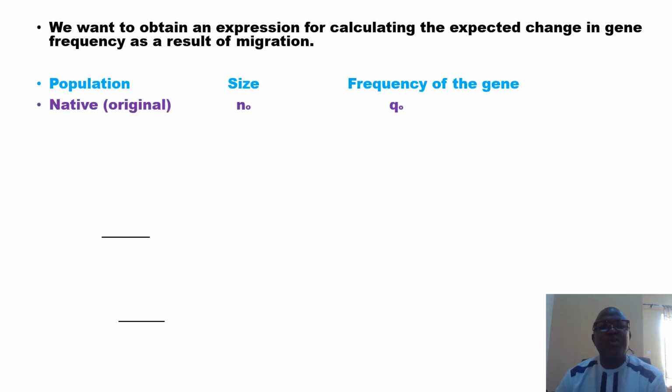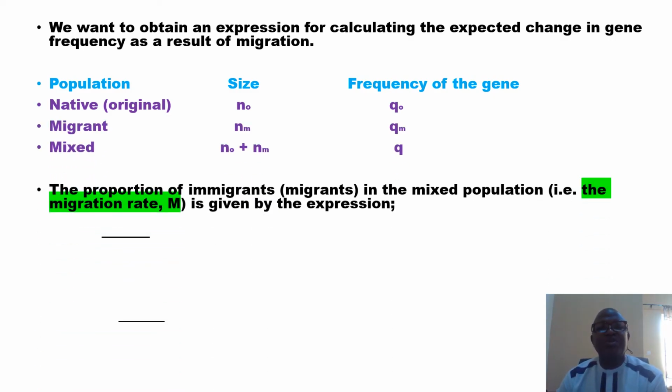So let's look at the population size and the frequency of the gene in that population. In the native or original population, the size is represented by NO, O meaning original or native, and the frequency is QO. The migrant population is represented by small m: NM, and the frequency is QM. When mixed together, we have NO plus NM.